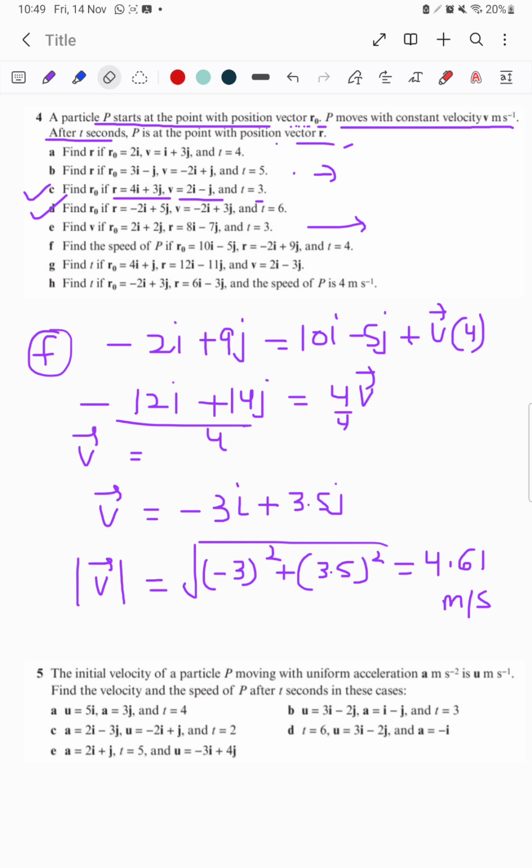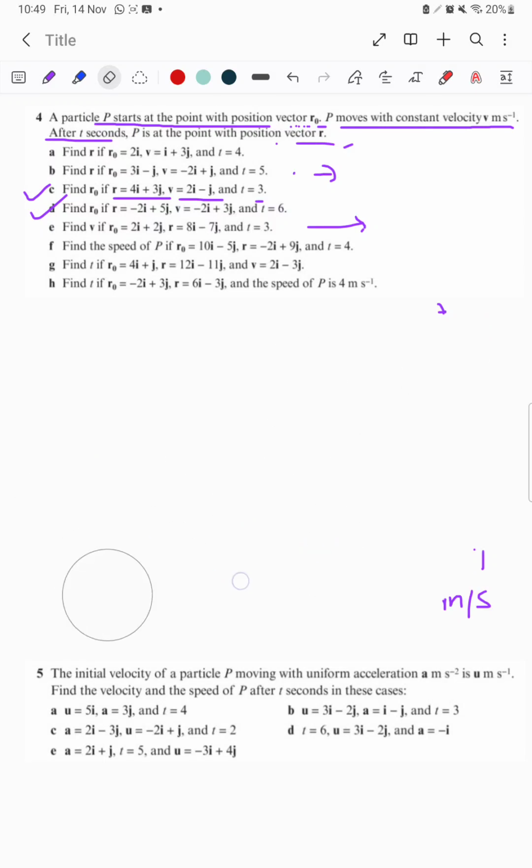Then there are some questions where we need to find t. In order to find t, you can do the same thing. So let's do one part from there as well. Let's say we start doing question G. R naught is given, r is given, v is given.